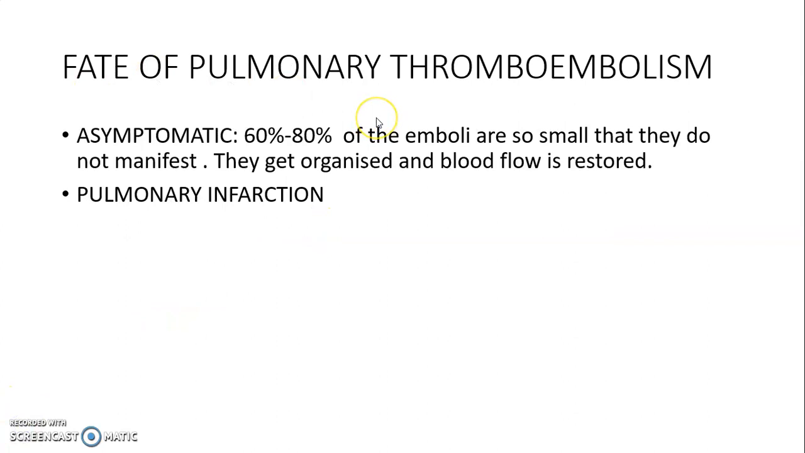Fate of pulmonary thromboembolism. It is asymptomatic in 60 to 80% of cases, as the emboli are small and they do not manifest. They get organized and blood flow is restored, or it may cause pulmonary infarction.